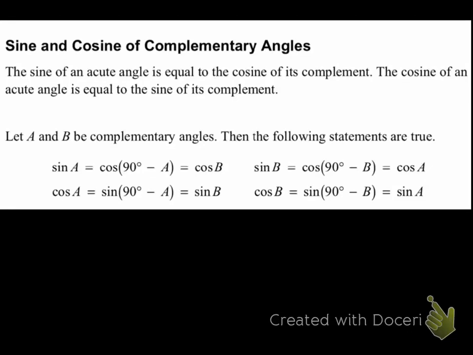Hello geometry class. Last time we learned about sine and cosine ratio. Now today we're going to learn about sine and cosine of complementary angles, the formula.